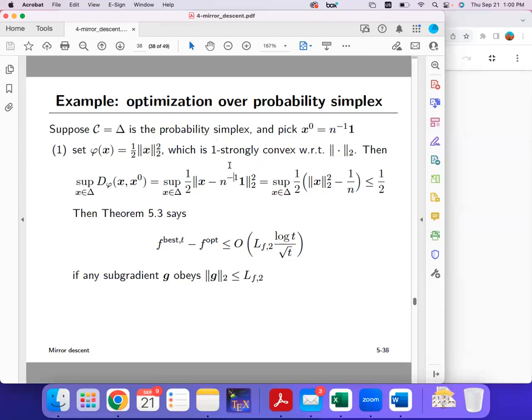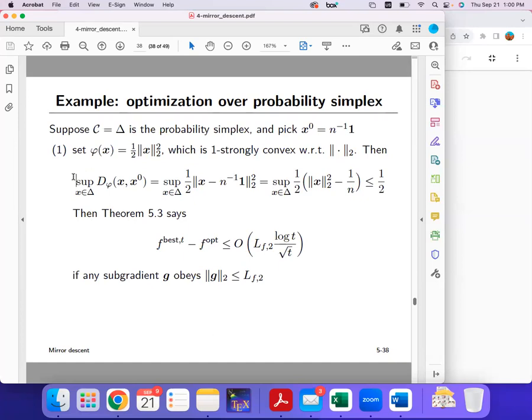We have shown this before. You simply take the second order gradient, and you get an identity matrix, so it is one strongly convex. So this is rho. This indicates that the rho parameter is one.